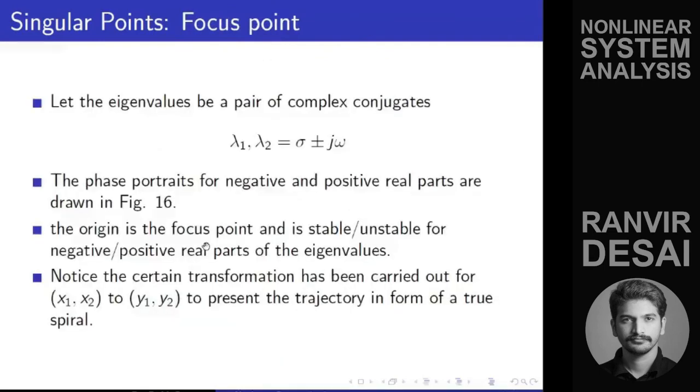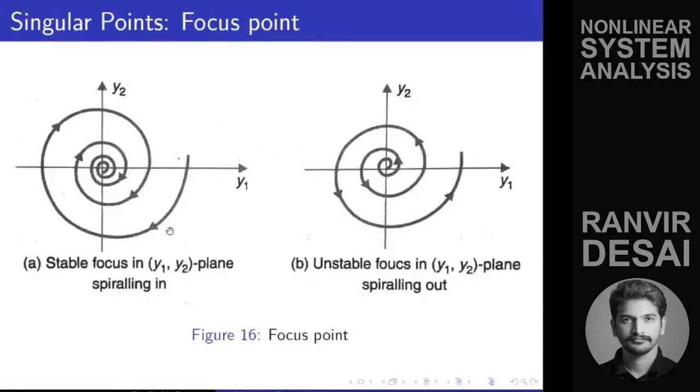Because see what happens, if you draw the x1 x2 graph, it will be an elliptical spiral. But we want to see it clearly, so we converted it into a system y1 y2. That gives a spiral focus. See, this is a spiral graph towards the origin. So y1 y2 going to 0 0 is called a stable focus point.